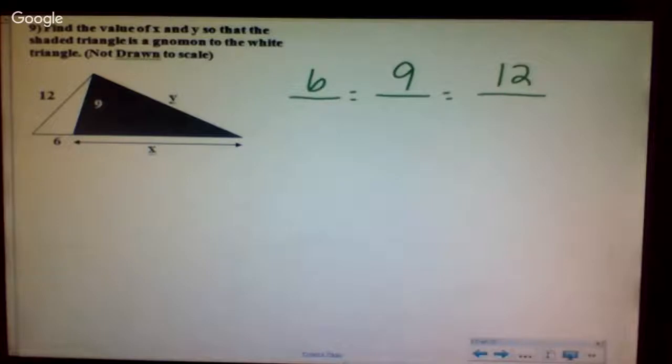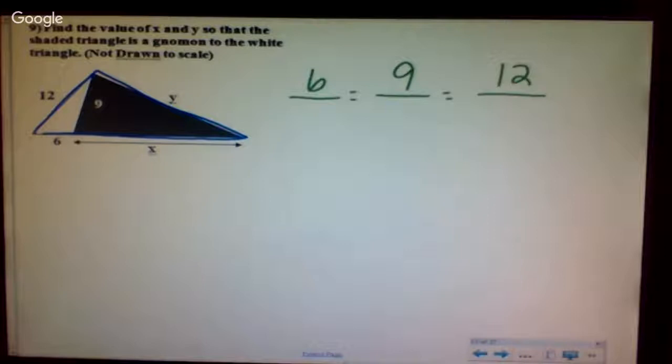You just need to make sure when you're looking at the new figure, once you add the gnomon on, that you put the small side underneath the 6, the medium side underneath the 9, and the big side underneath the 12. So I could have switched up the order of this. My logic, I always go small, medium, large. That's just me. Okay, so now I've added this piece on and now I've got this big triangle here.